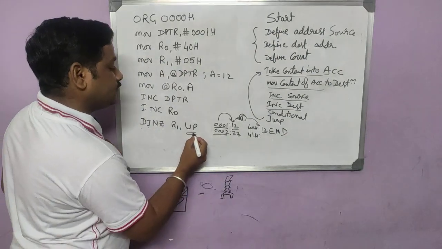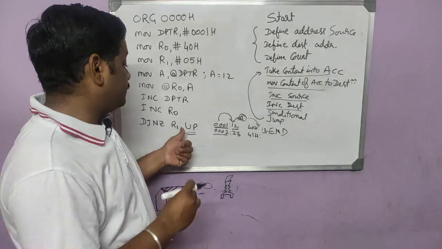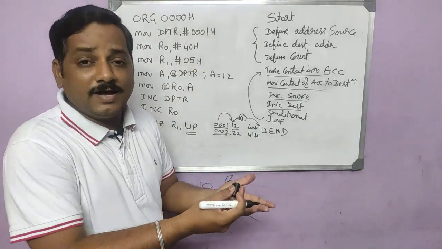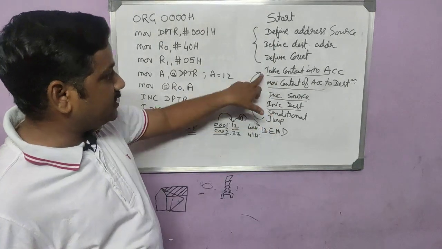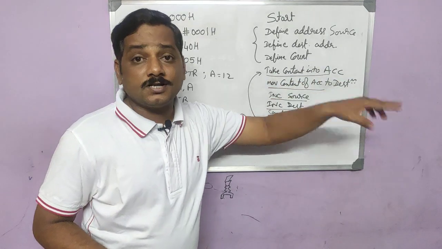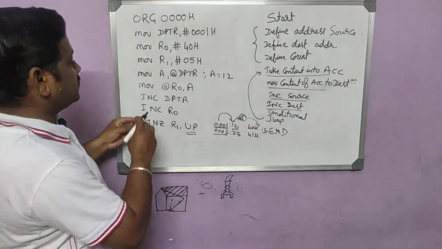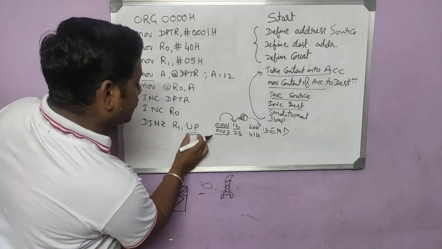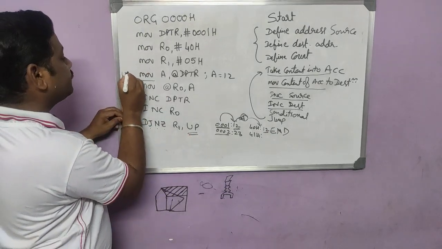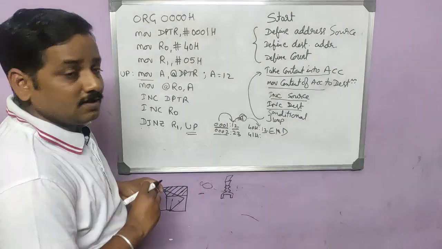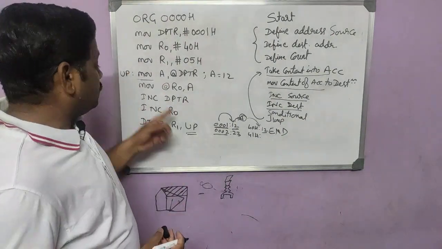So now, decrement R1 and jump if not 0. I should jump to up. So where should I write this up? You should know where I should jump back. Here I told you that I should go back here, to take content into accumulator. There I should go back. So where we have that line, I'll write the same label here, up, and write a colon. Okay. So now it will jump.